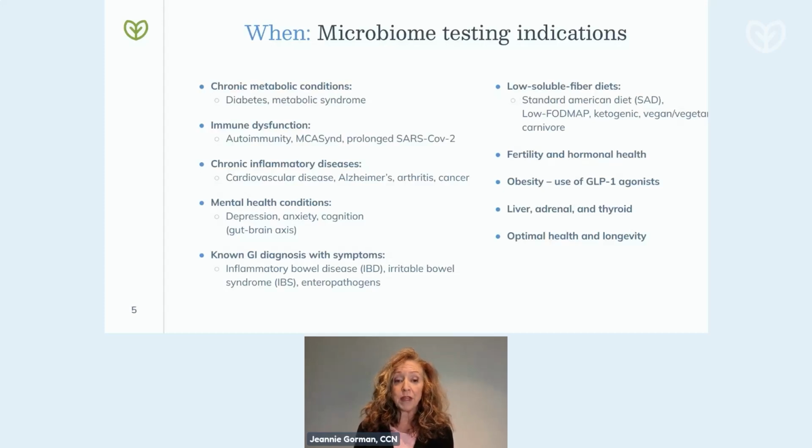You may have a vegetarian and you think that their microbiome has got to be good, but I have over and over come across vegetarians who are not sufficient in their microbiome and they're not taking in the right soluble fiber aspect to support the enterocyte. Fertility patients and hormone patients, of course, obesity patients, those using the GLP-1 or 2 agonists. Even liver, adrenal, and thyroid patients could also benefit. And then, of course, that patient who could be an athlete or could be just looking for optimal health and longevity, that would be a perfect person to ideally test once a year just to see how we're doing.